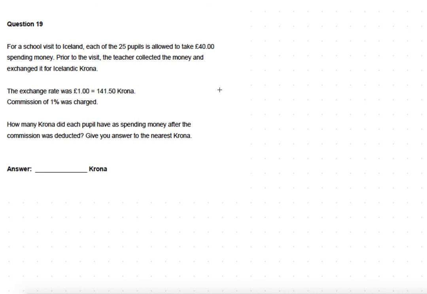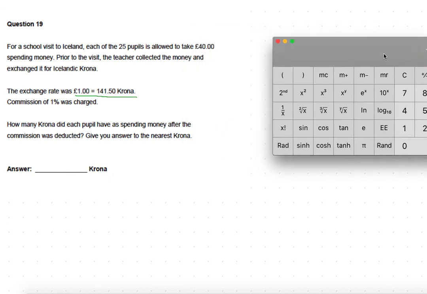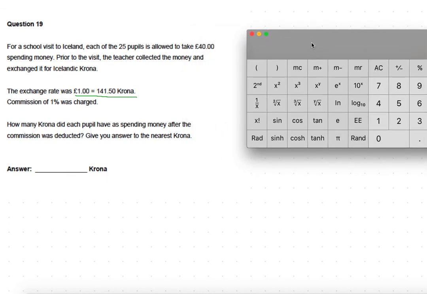I just see people make mistakes with this, partly because they just don't expect their answer to be so big, but it should make sense that it's going to be a big answer. If £1 is over 141 krona, and we're going to exchange quite a large amount of money, then you're going to get quite a big answer. Let's bring the calculator in. It's a fairly simple question in terms of calculations.